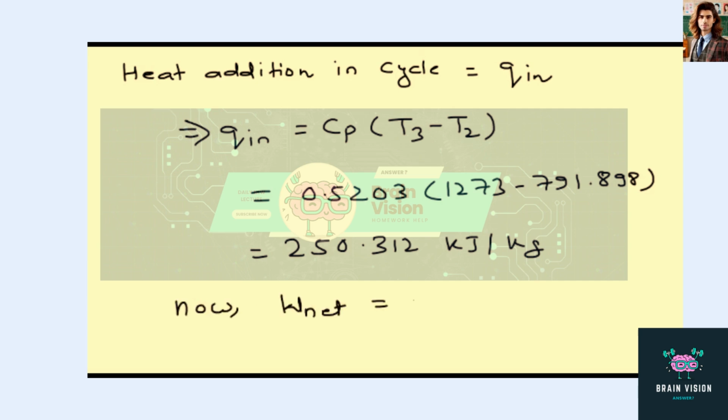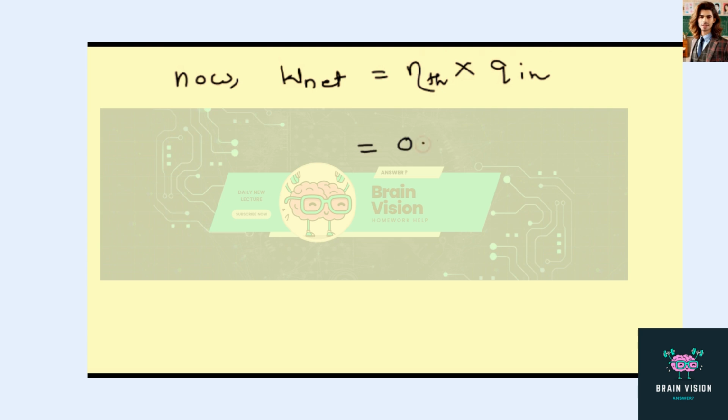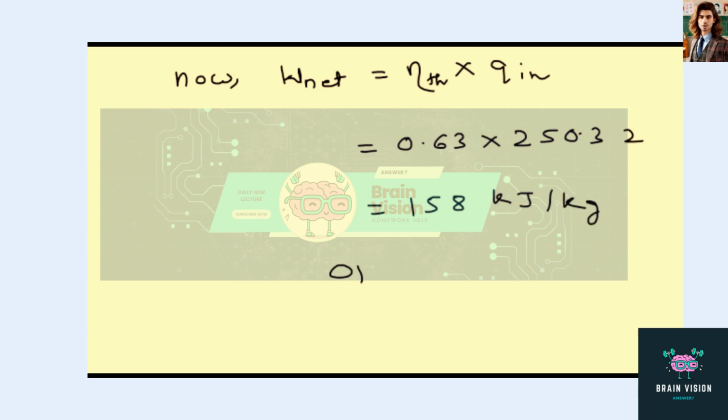Now W net is equal to nth into Q in. This is the formula for W net. So putting the value of nth as well as Q in here and solving this, we get W net as 158 kilojoule per kg. So correct option is option number C.